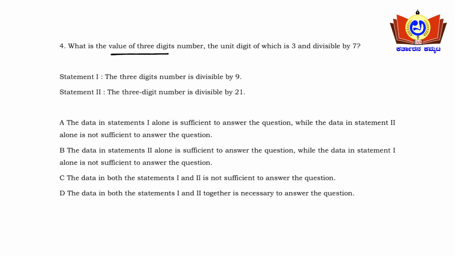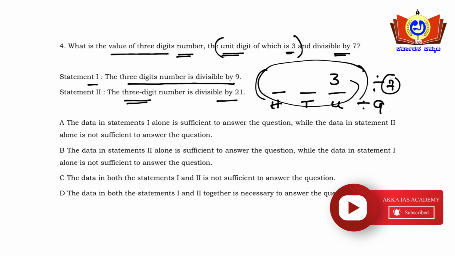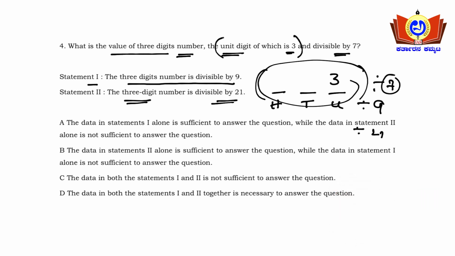What is the value of the 3-digit number, the unit digit of which is 3 and which is divisible by 7? So there is a 3-digit number here. This will be the units place, this will be the tens place, and this will be the hundreds place. The unit digit is 3, and the number is divisible by 7. Statement 1 is the 3-digit number is divisible by 9. The second statement is the 3-digit number is divisible by 21. In the given question they are telling that the units place is 3 and the whole number is divisible by 7. So what is the value of the 3-digit number? We need to find out this number.